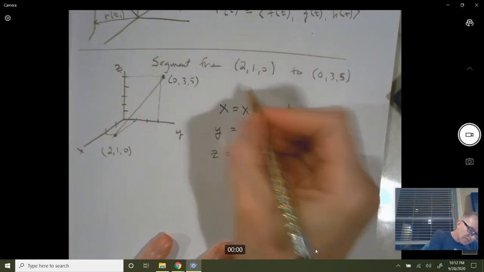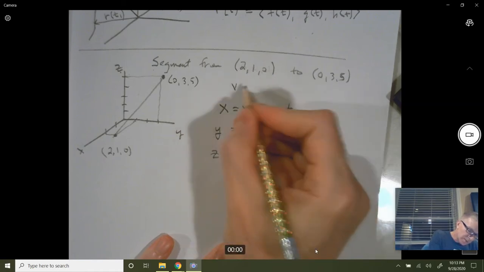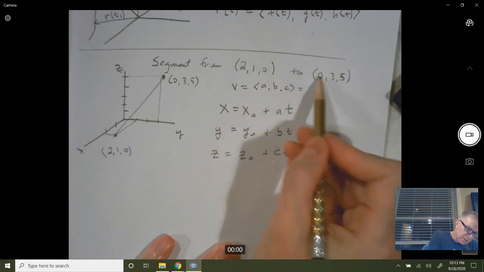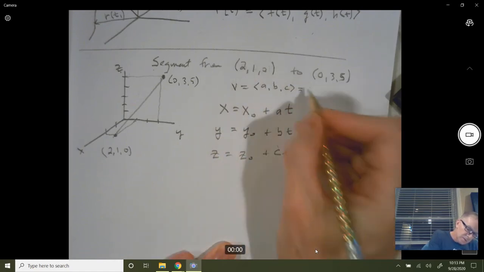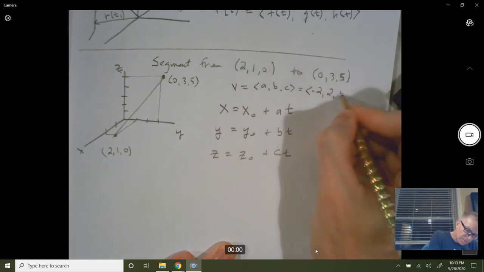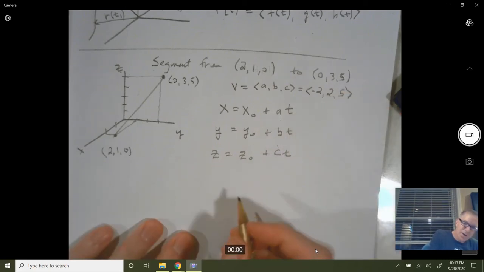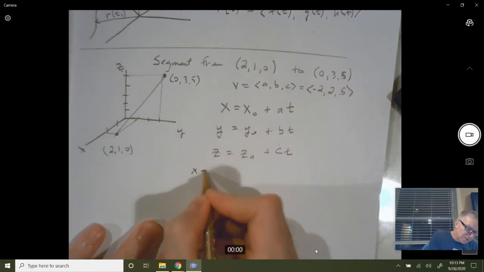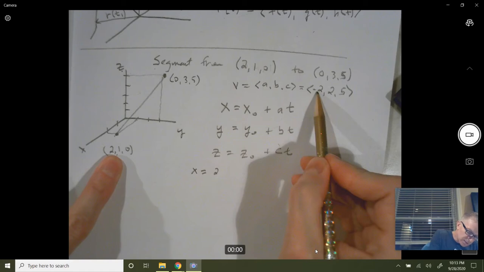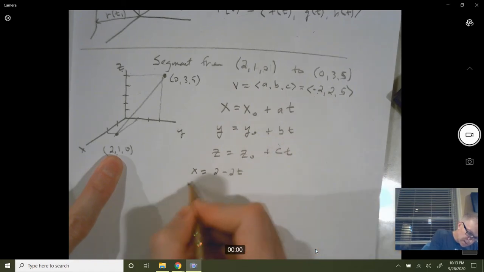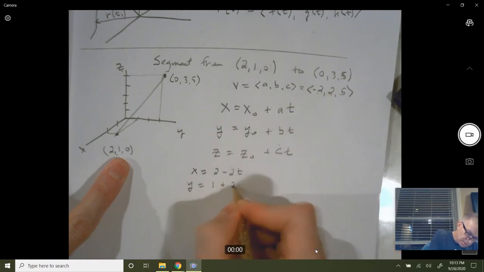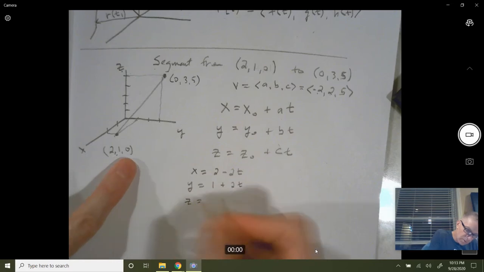The reason I'm writing it this way is because we've written parametric forms of lines before, where a, b, c is our vector that gets us from this point to this point. So that would be 0 minus 2, 3 minus 1, 5 minus 0. Okay, so our x is going to be equal to, let's use this as our initial point, 2 minus 2t. y is equal to 1 plus 2t. And z is going to equal 0 plus 5t.